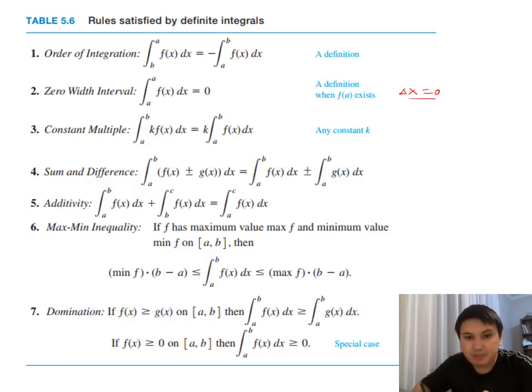Additivity. What is additivity? If you integrate from a to b and then from b to c, it's the same as integrating from a to c. A special case could be the following: you're integrating from a to b and then from b to c, so it's the same as integrating from a to c directly.